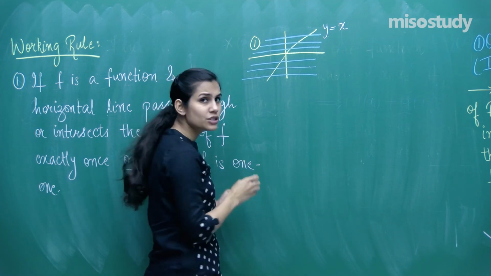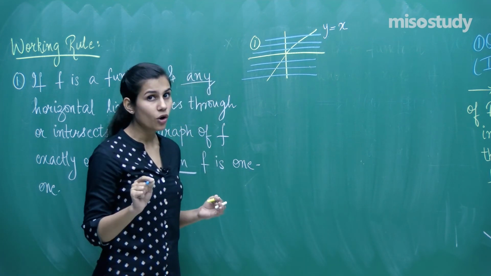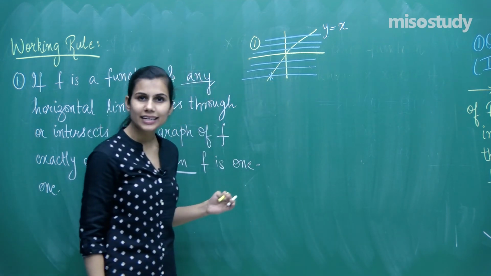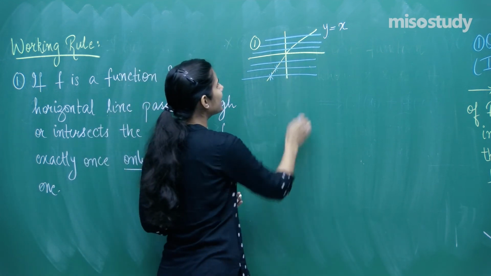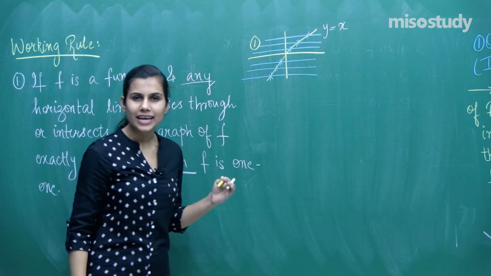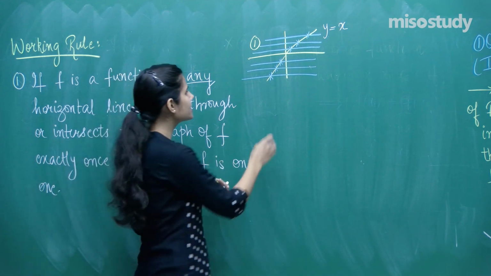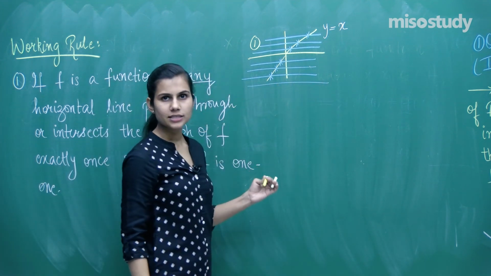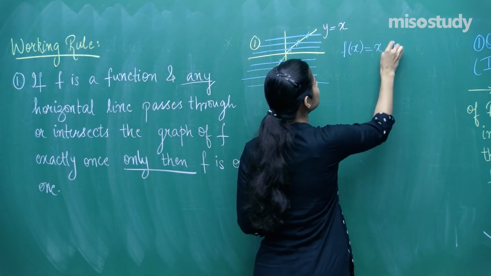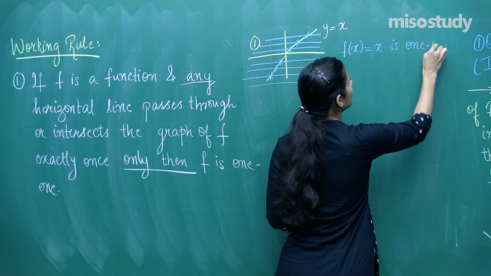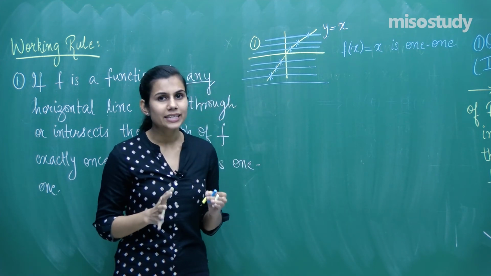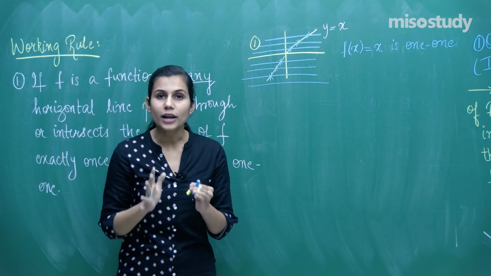Any horizontal line passes through the graph at most once. That means, yes, this passes through the graph at exactly one point. In fact, each horizontal line passes through the graph exactly once. Either it doesn't pass at all, like this, or it passes exactly once, which means f(x) = x, that is the identity function, is a one-to-one function. I can classify my identity function to lie in the category of 1-1 functions.